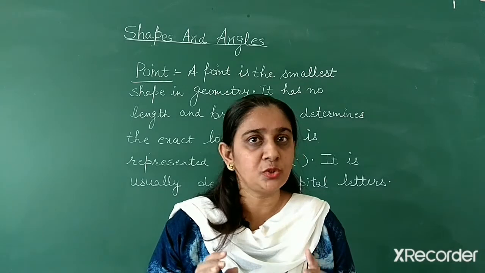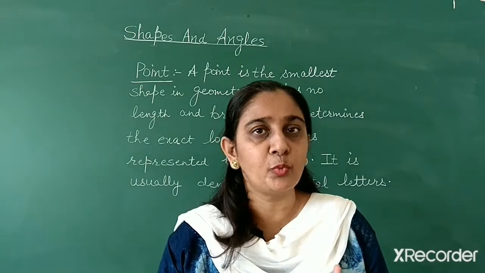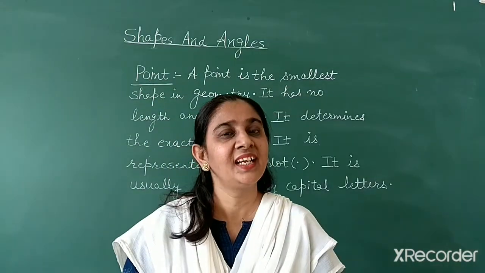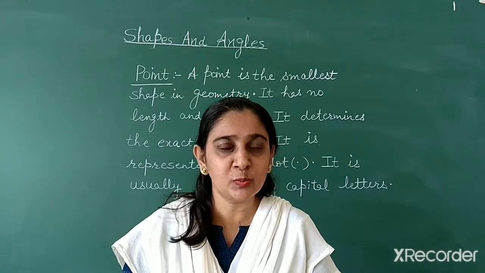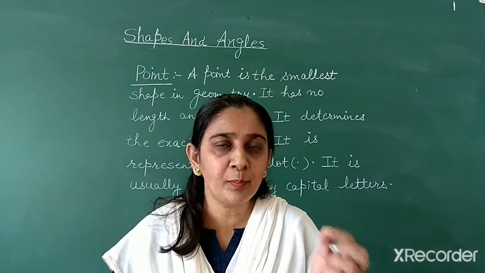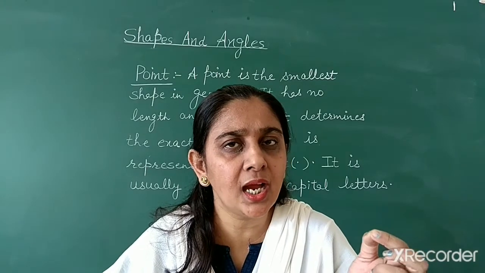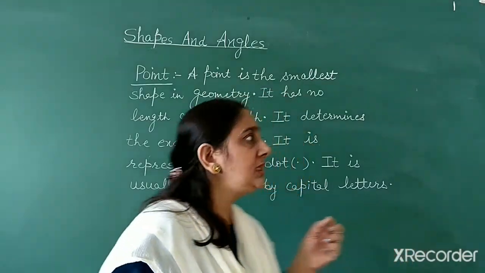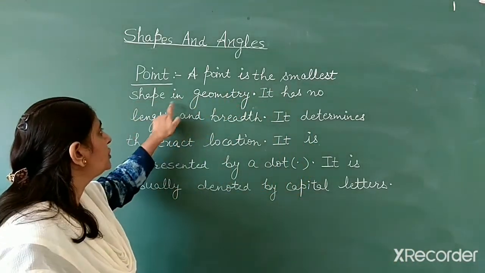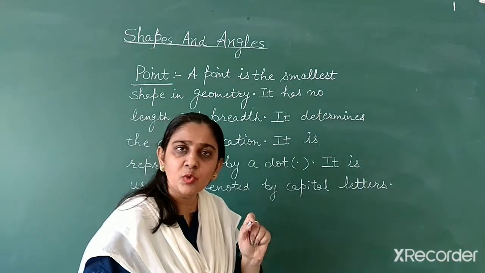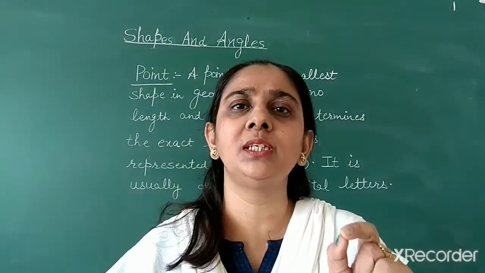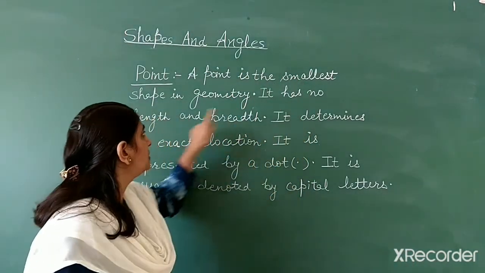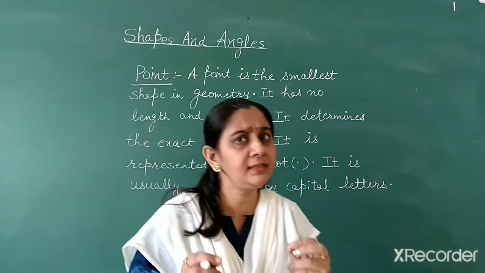So, in today's video, children, you will learn about the concept of point, line segment and ray. Now, children, we will discuss point. Look at the tip of a sharp pencil. Look at the tip of a needle. They are examples of a point. Actually, a point is the smallest shape in geometry. Nothing is smaller than a point. It is so small, so tiny, that it has no length and breadth. You cannot measure it with anything.